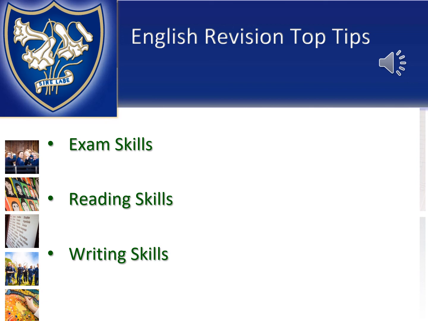Secondly, really try with your reading skills. Reading is so important in English, and there are lots of ways that you can practice your reading skills outside of lessons and outside of school. This is the same for your writing skills. Practice writing short stories, descriptions, viewpoint writing pieces, because this will help you to improve your skills for English language. For English literature, really practice writing some exam answers under timed conditions, and this will make you feel confident when you go into the exam.